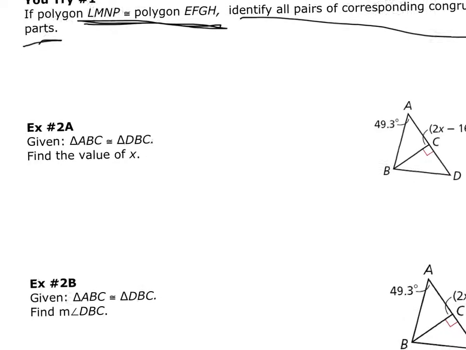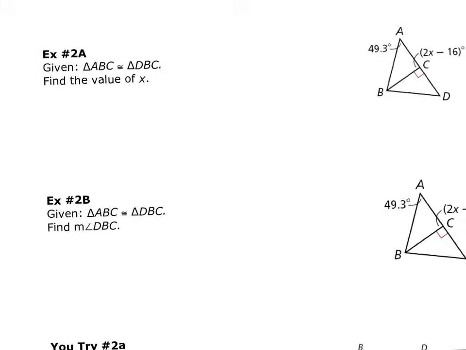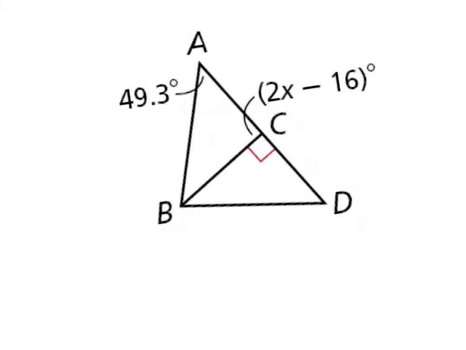Now we're going to switch gears and start solving for some variables. In this case, we want to solve for x. We know that these two triangles, ABC and DBC, are congruent. We know all the angles and all the sides are congruent. Since we know that this is a 90-degree angle, this angle right here must be congruent to that.